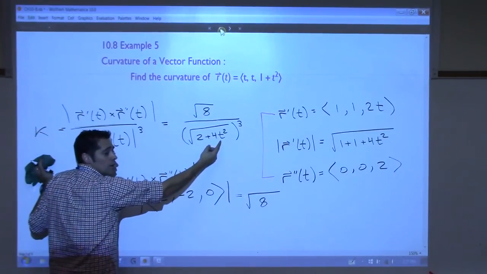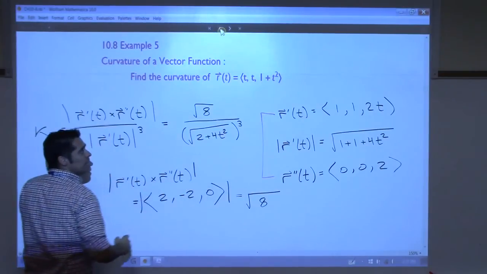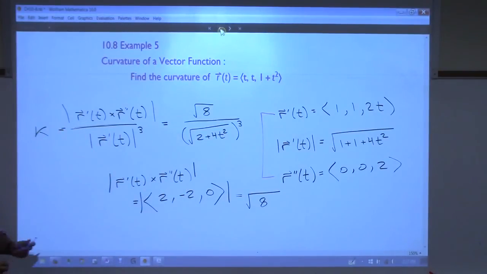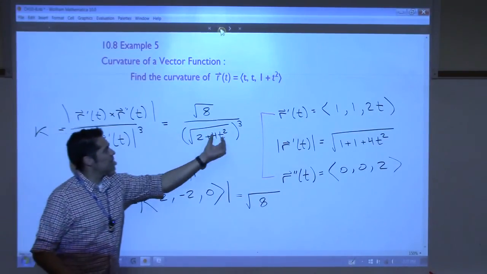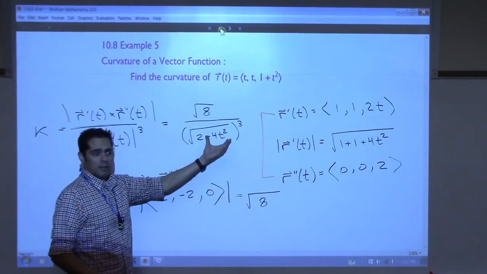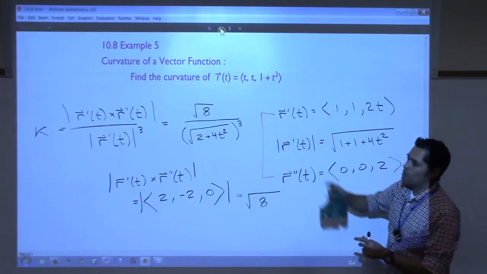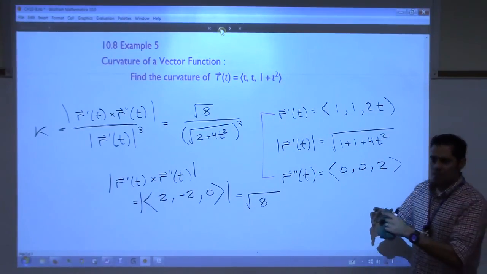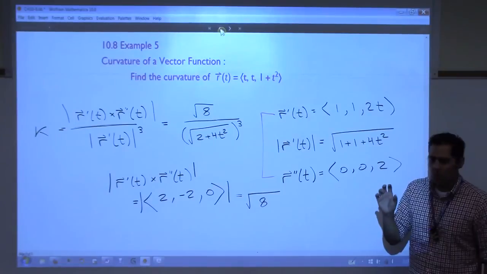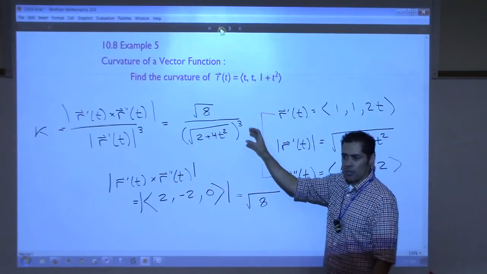Depends on where you are on the curve. As t gets bigger, what's going to happen to this curvature? As t gets bigger, the bottom gets bigger, the curvature gets smaller. And that's what was happening in that spiral. This is that spiral, by the way. So as time went on, the curvature got smaller. When time was very small, the curvature got bigger.